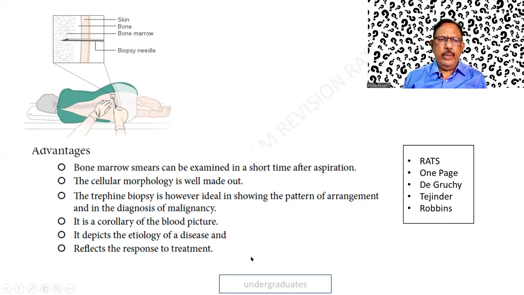Advantages of this procedure: it can be done in a short time, but it must be a sterile procedure. The cellular morphology can be well made out. And in a biopsy, there is a pattern that can be seen. This can be used as a corollary for the blood picture. It can find out the cause for many a disease and also the response to your treatment. These are the sources for my references.